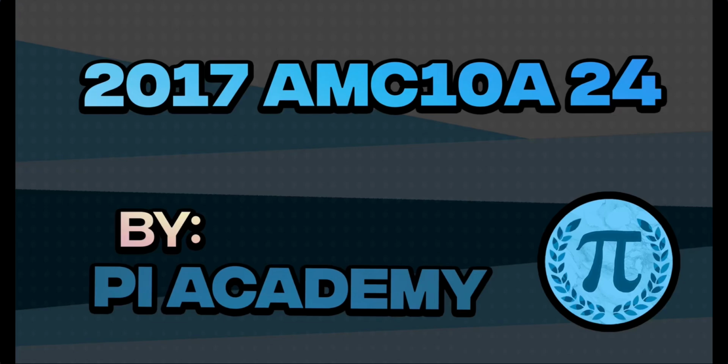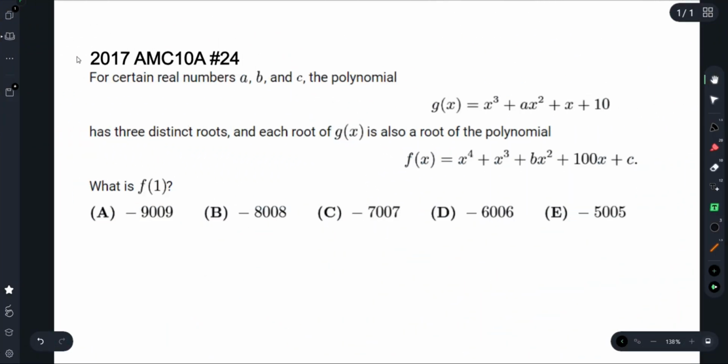Our answer is B. Hello guys, today we're talking about 2017 AMC10A number 24. So for certain real numbers a, b, and c, the polynomial g of x equal to x cubed plus ax squared plus x plus 10 has 3 distinct roots, and each root of g of x is also a root of the polynomial f of x equal to 4x to the 4th plus x cubed plus bx squared plus 100x plus c. What is f of 1?